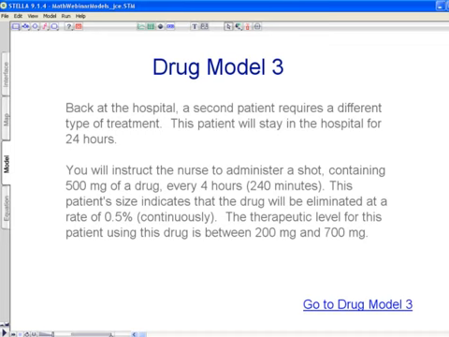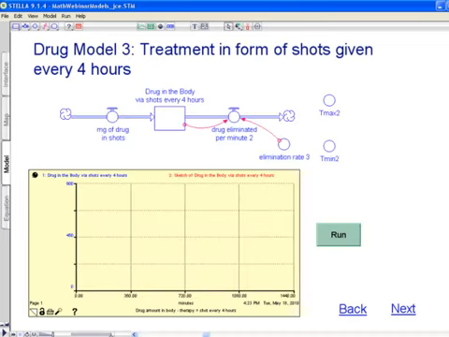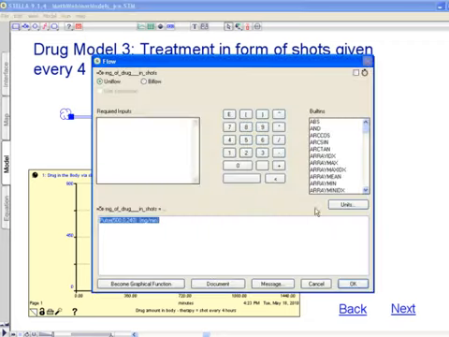The model looks like the previous model, except it is not really linear inflow. If we could look at the definition in the inflow, it is a pulse command, which indicates that we are giving 500 milligrams, and then the second number is zero, which means we are giving this shot immediately at the beginning of the simulation, and the third number indicates the time interval between shots, so that shots are given then every 240 minutes, starting immediately at the beginning of the simulation. So that allows us then to simulate this shot therapy.